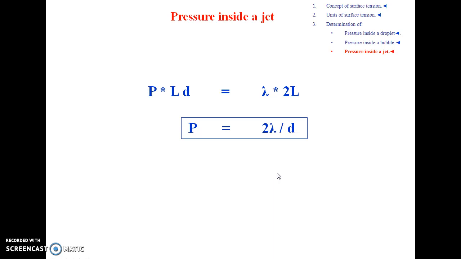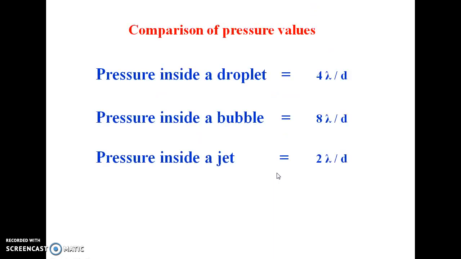Now at the end, let us compare these values. The pressure inside the droplet is 4 lambda by d. Pressure inside the bubble is 8 lambda by d, which is double the pressure inside the droplet, and pressure inside the jet is just half of the droplet, that is twice lambda by d.